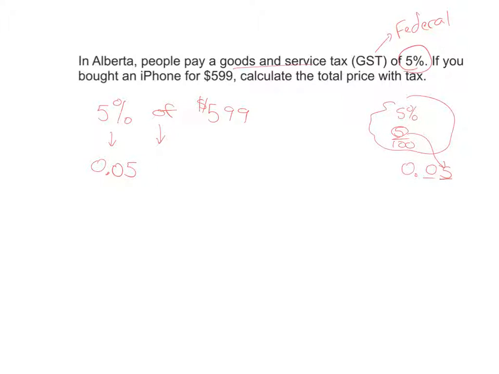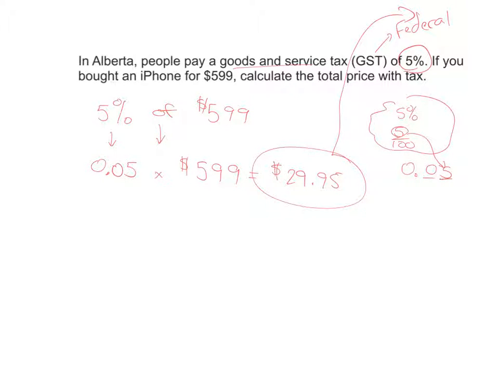The of becomes a multiplication, times 599. Take out your calculator, punch this into your calculator. I'm just going to clear mine. 599 times 0.05, and I get an answer here of $29.95. So this much money goes straight to Ottawa as a tax for the government to use to spend on the military or whatever programs the federal government is spending money on.